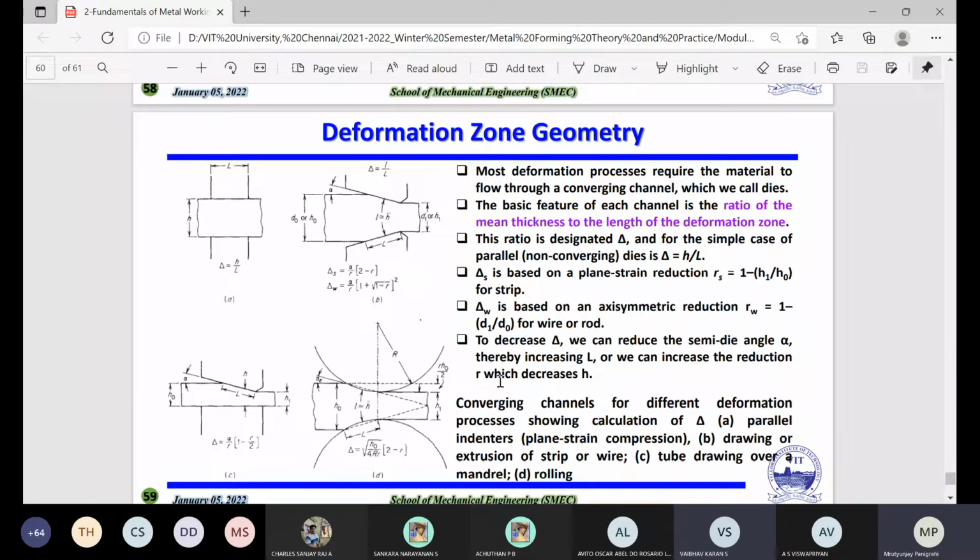So these are things you can just assume, because it will be very difficult to explain, and otherwise you can find the answer yourself, right? And I put here A, B, C, D. One is the parallel indenter or plane strain compression, B is drawing or extrusion, the third is tube drawing, and the fourth is rolling. You can see both the rolls, and we will go deeper into this when we reach module 3, right?